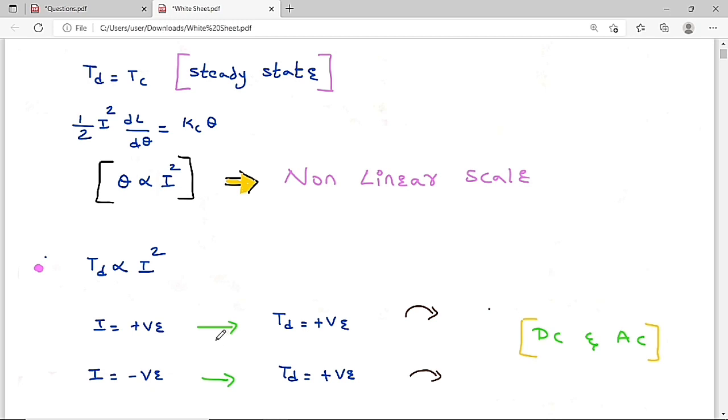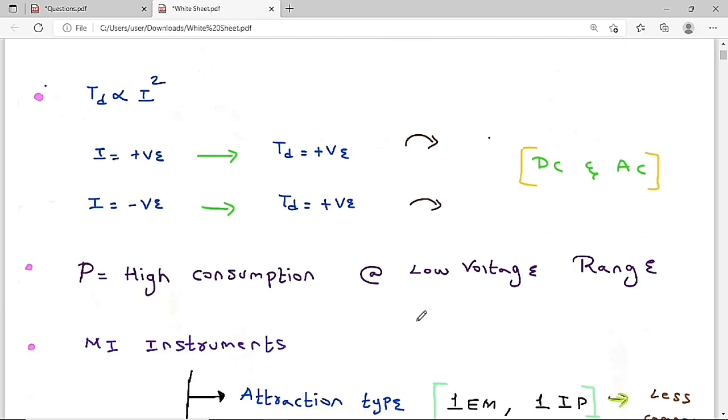So even if you apply an AC source or a DC source, an AC quantity or a DC quantity, the torque is still in the same direction. So it can be used to measure both AC as well as DC quantities. AC will have both positive and negative, DC means only positive. Therefore, even if you apply AC or DC, the torque is always in the same direction. So we can say MI instruments are used to measure both AC and DC quantities.